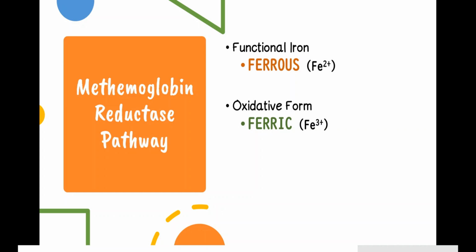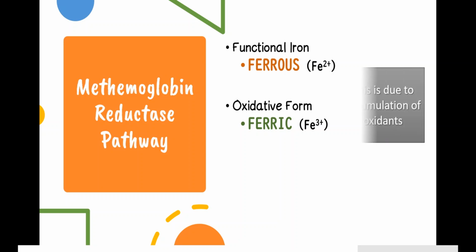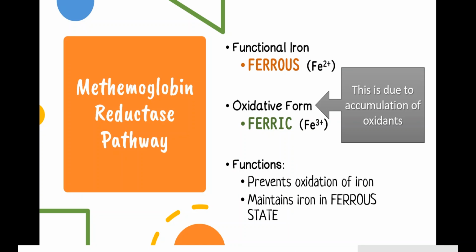Is there a possibility that the iron in the hemoglobin becomes oxidized? Yes. There is a very big possibility that the iron inside the hemoglobin will become oxidized, particularly if there is an abundance of oxidants in the environment of the RBC. In order to prevent the oxidation of iron, the methemoglobin reductase pathway is important, because it will prevent the oxidation of iron. In other words, it will maintain iron in the ferrous state.